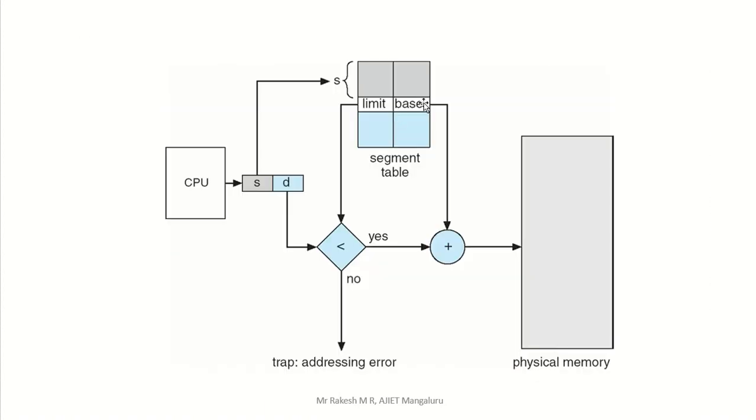The base and limit is searched in your segment table, and the corresponding base and limit is sent and added here. That added part is searched in your memory. You will get that particular frame and particular segment, which is sent to the CPU for execution. This is the concept of segmentation. So till now we have completed segmentation and paging of the module 3 concept. Thank you.